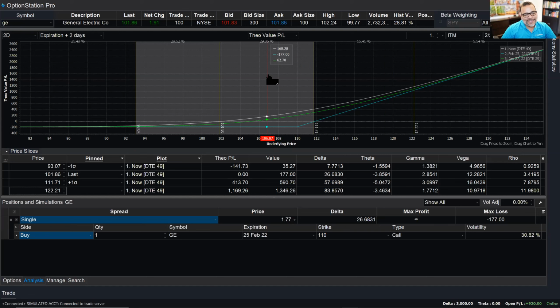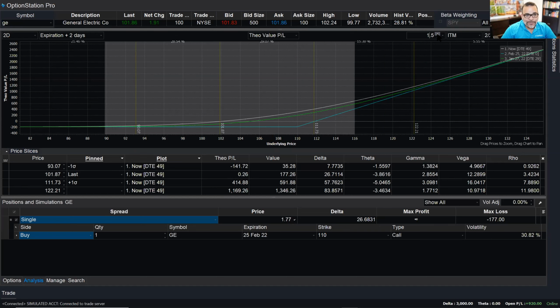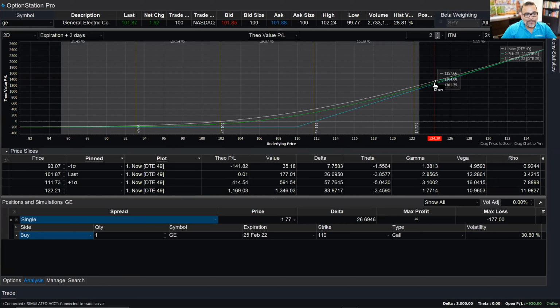But again, if we were to increase the standard deviations to 2, we are within the range of that price movement. Of course, it can go down or it can go up. But the nice thing about this type of position is that our maximum loss is $177. Does that make sense? So now, if we wait until expiration, let's go here, plot number 2.